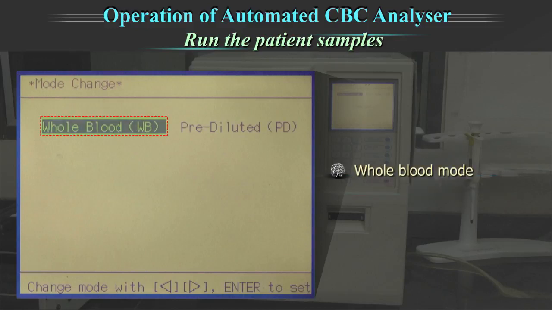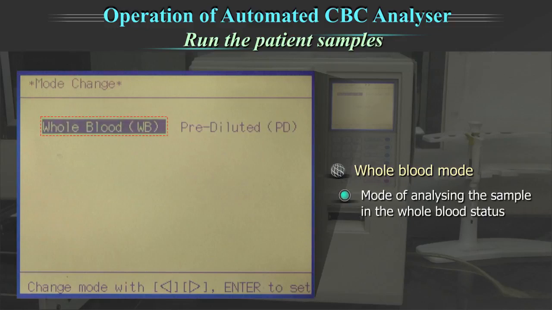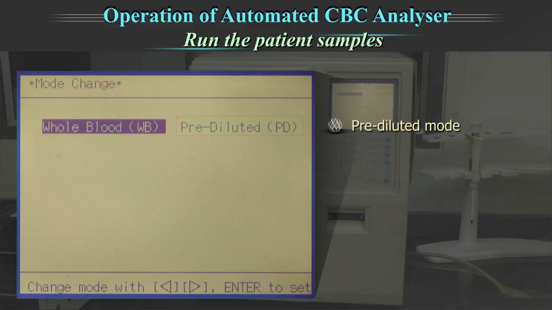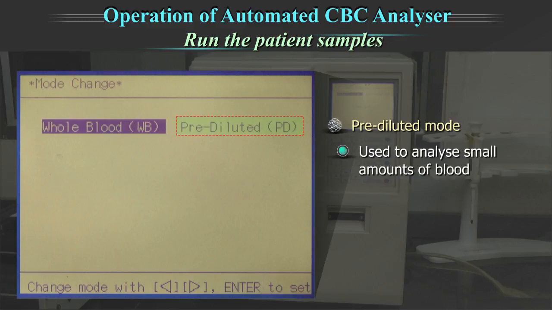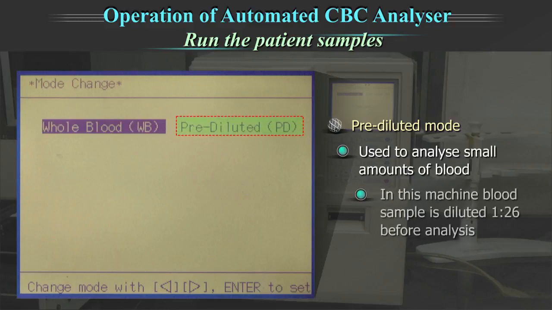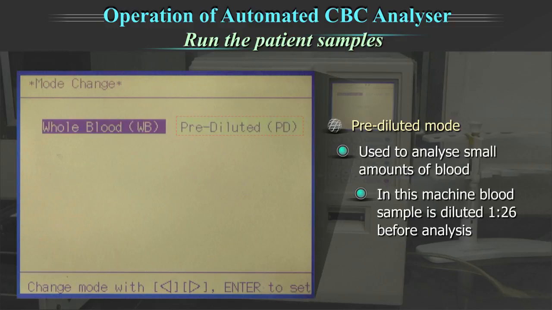Whole blood mode is the mode of analyzing the sample in the whole blood status, whereas the pre-diluted mode is used to analyze a small amount of blood, for example, from a pediatric patient, which has been collected from the earlobe or fingertip. In this mode, the blood sample is diluted 1 in 26 times before analysis. We will demonstrate sample processing in both the modes.